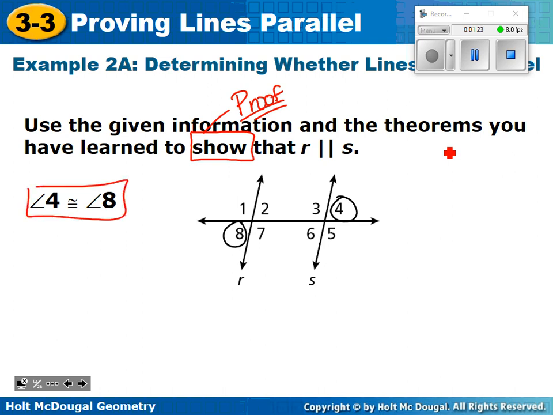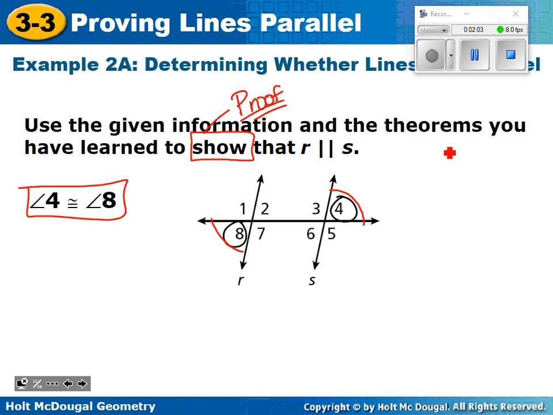They give you 4 is congruent to 8. If 4 is congruent to 8, what kind of angles are those? They're not corresponding. Alternate exterior. Look at the picture. Do you see that those are on opposite sides of the transversal and they are outside the lines R and S? Alternate exterior. We learned 5 converses last class period. One of them was the converse of the alternate exterior angle theorem. It said that if the alternate exterior angles are congruent, then the lines must be what? Parallel. Okay?